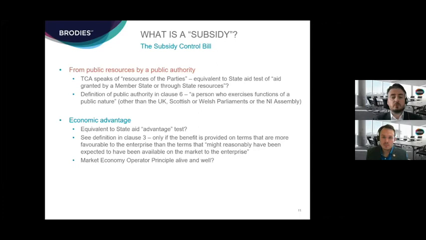So if we break down those aspects of the text, public resources by a public authority. So the TCA speaks of the resources of the parties there being the UK and the EU.